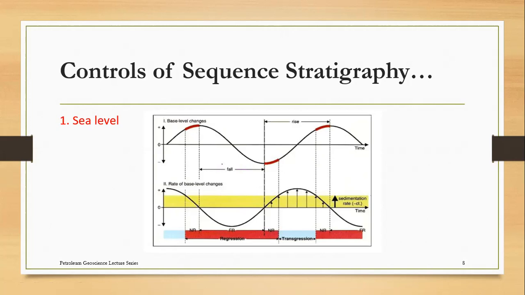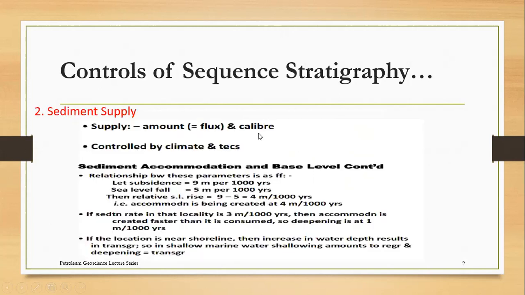And HSC means highstand systems tract. LSC, we're going to still see all these things further as we go into the presentation. But what this slide is basically trying to depict is for us to really appreciate the fact that sea level has a control on sequence stratigraphy. That's your transgression and regression. And then again, sediment supply. So the amount of sediment flowing into the basin also controls sequence stratigraphy.